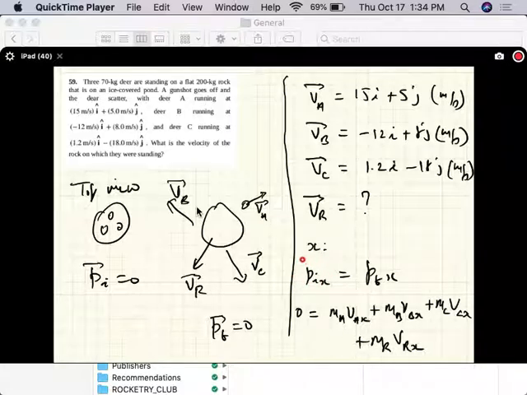This is the x component of the velocity, initial x component of the momentum. That should equal the final x component of the momentum. In the final configuration, you got 4 things moving. This guy, this guy, this guy, and this guy. That is mass of deer A, x component of deer A velocity. Everybody understand? All right.